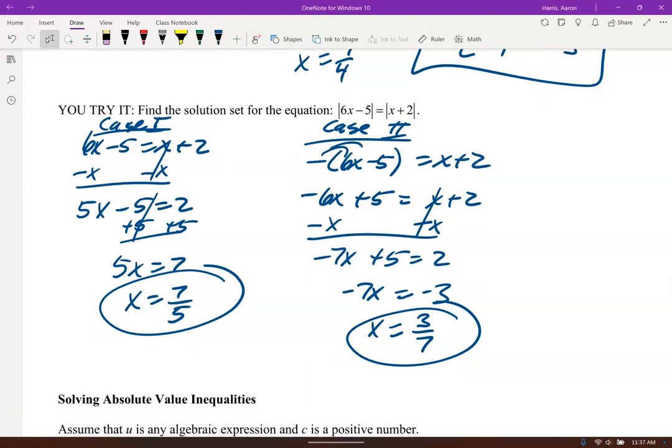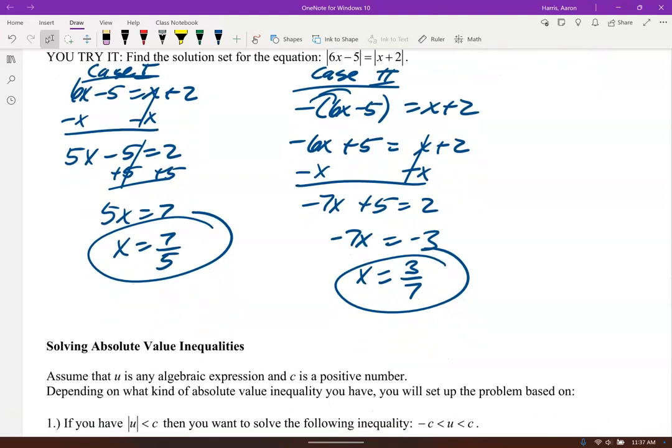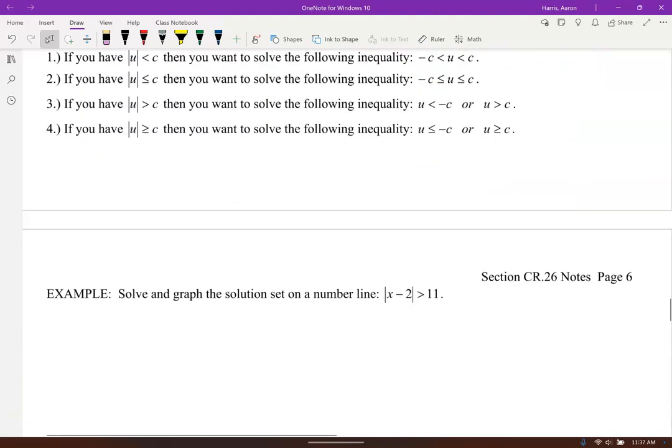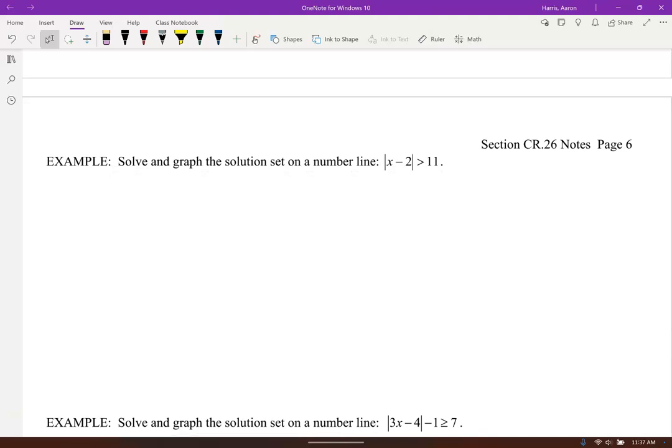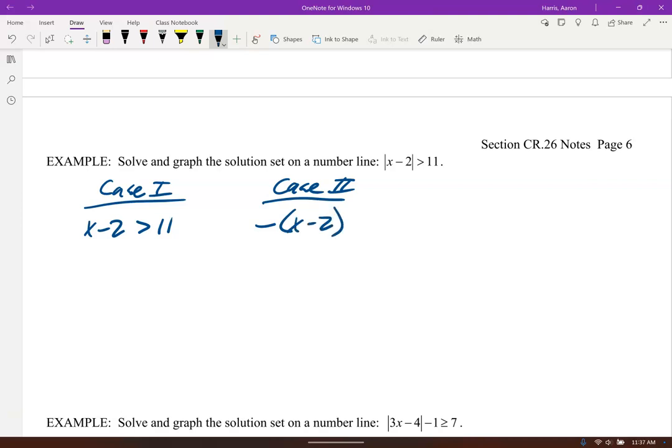Let's now move into, you'll see how this definition is very nice when we're solving it with inequalities now. So with our inequalities, it's the same thing. You isolate the absolute value, and then you just run the case 1 and the case 2. So the absolute value is already isolated, so I just drop the absolute value. And case 2, I put a negative in front. Okay, so let's finish this out. So x is greater than 13.